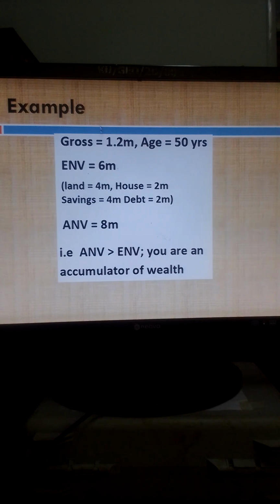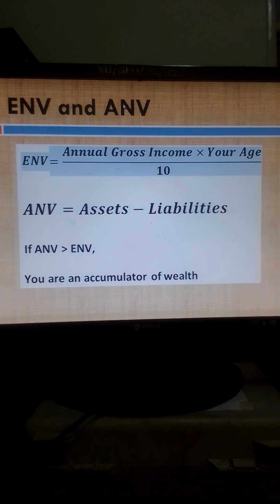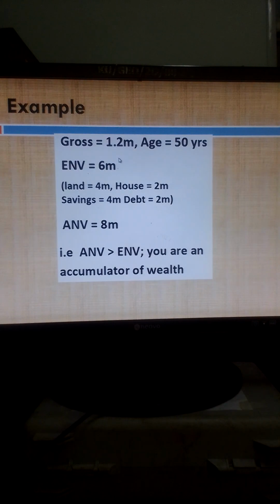For example, let's say that your annual gross income is 1.2 million and you are 50 years of age. So in this particular case, using the previous formula, you find that your expected net value will be 6 million, right? Now let's say that you have some land which is 4 million, you have a house which the value is 2 million, you have some savings which is 4 million, and you are servicing a debt of 2 million.